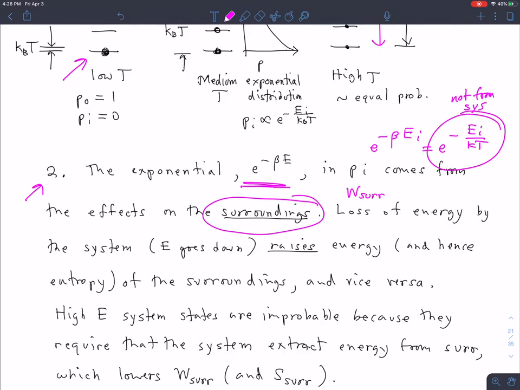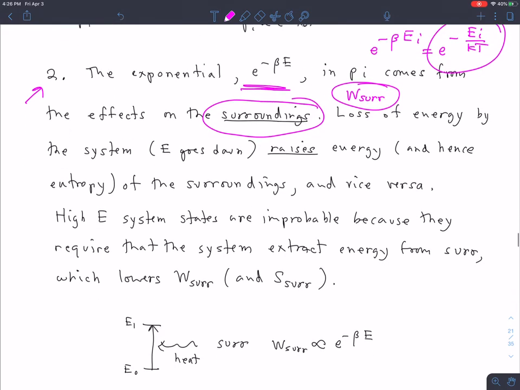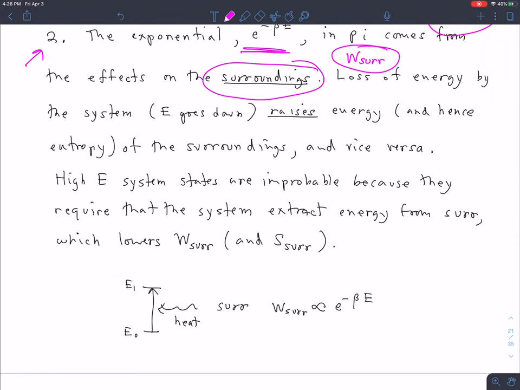It's a property of the surroundings, and it's accounting for entropy changes in the surroundings, or if you like, it's accounting for changes in the number of microstates in the surroundings, and all this text is just saying that. When you pump energy into the system from the surroundings, you're reducing the energy of the surroundings. According to this, that greatly reduces the number of microstates available to the surroundings, and this exponential factor accounts for that.